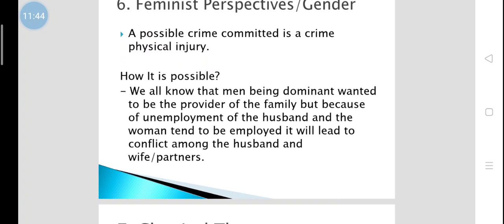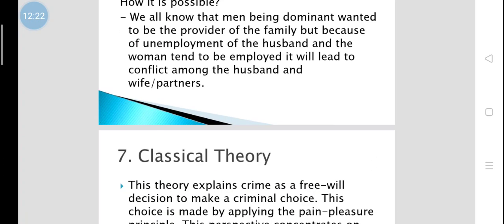We all know that men, being dominant, wanted to be a provider of the family, but because of unemployment of the husband and the women tend to be employed, it will lead to conflict between the husband and wife. And this is very true. That is because of the pride of the husband. If there is cooperation and understanding with each other, a conflict might not occur. So they should talk with each other and explain, and then they have to understand the situation. Alangan naman na hindi kayo kakain, di ba?